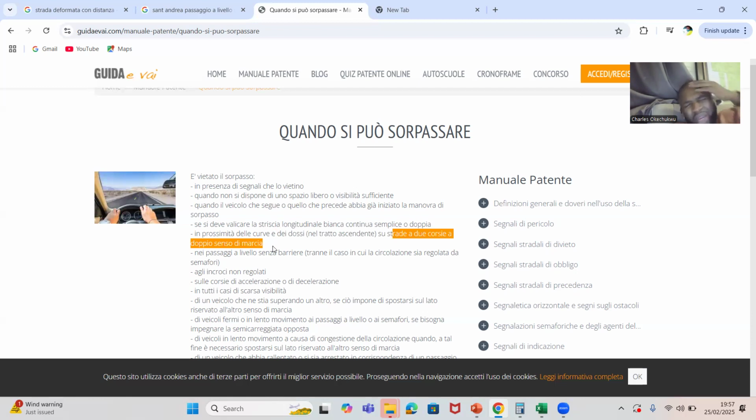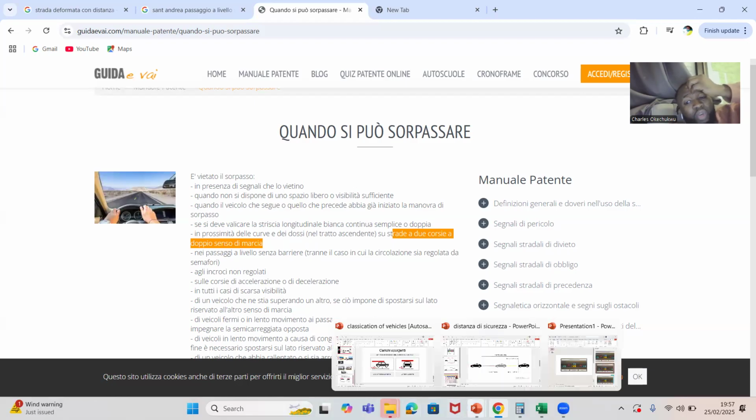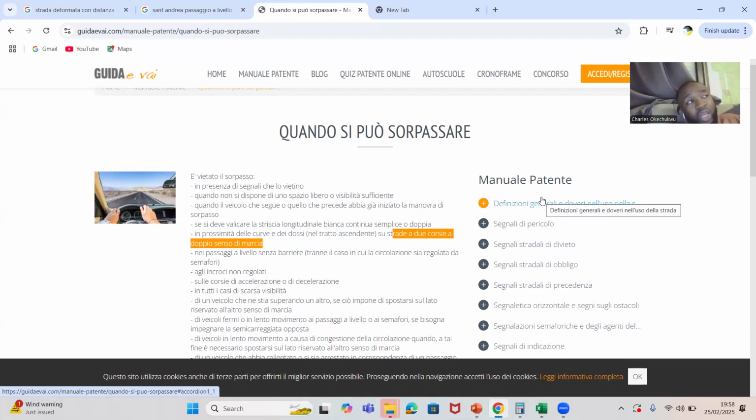I don't know if this thing reminds us of something, but some people don't forget. If you remember when I taught you about doppio senso, I taught you about a place where you will see a white continuous line with a discontinuous line. Of course, when you are going up, it doesn't affect you as much. Now why they call it ascendente. Ascendente means you are going up, and while you are going up, you cannot see who is coming from the opposite direction.